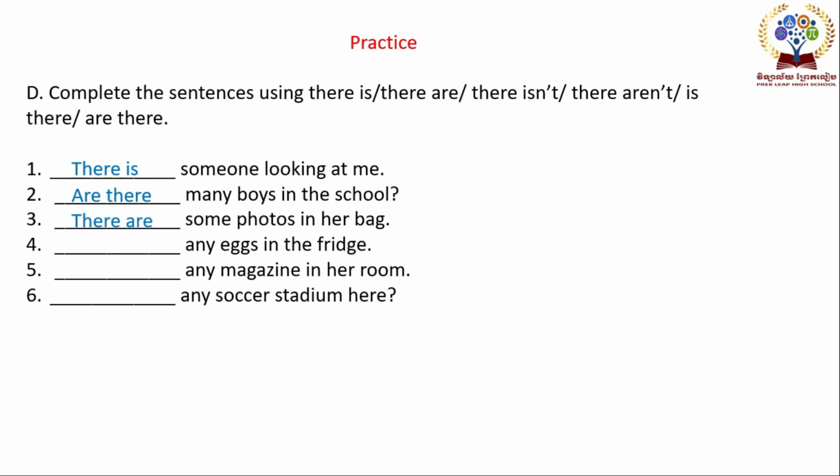Number three, there are some photos in her bag. Number four, there aren't any eggs in the fridge. Number five, there isn't any magazine in her room. So magazine here is singular, so you use there isn't. And the last one is: is there any soccer stadium here?